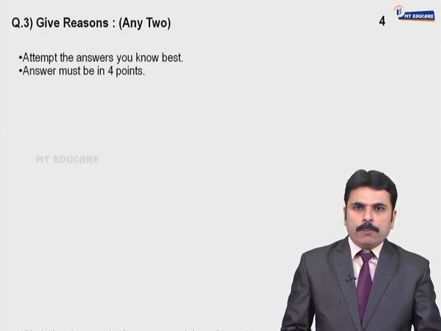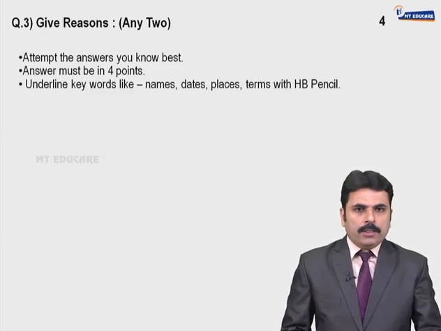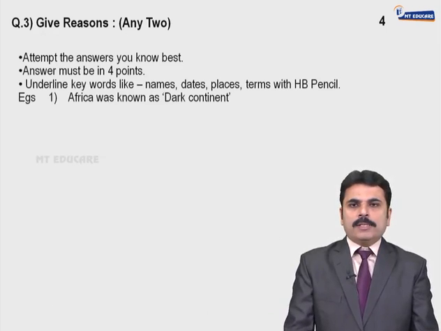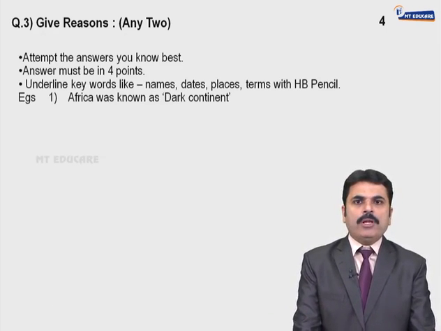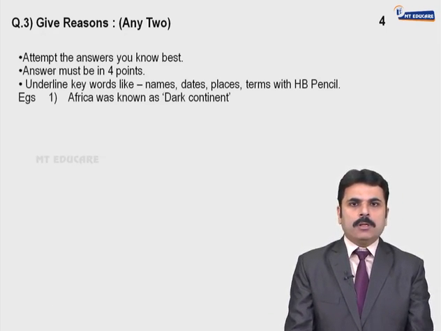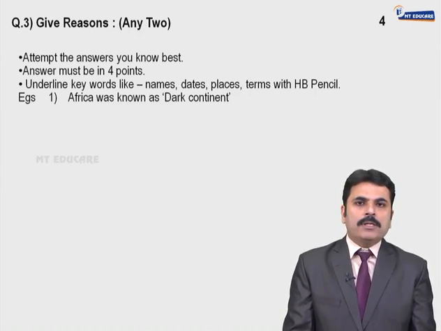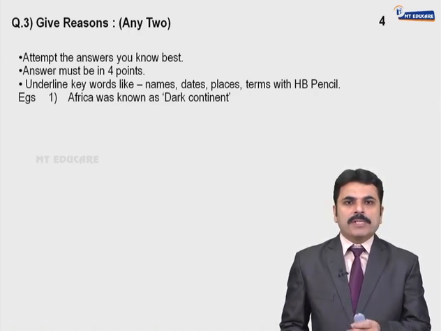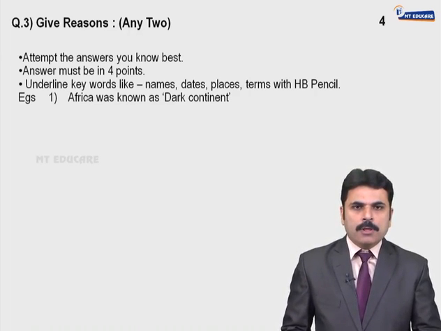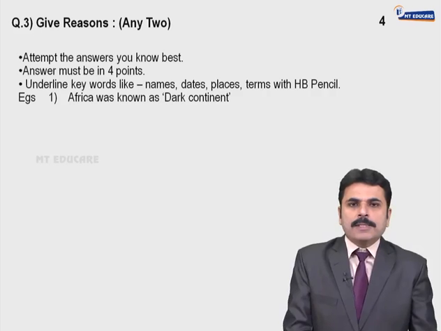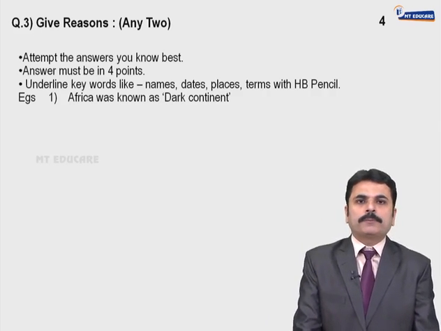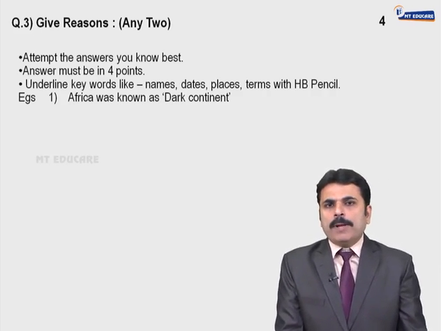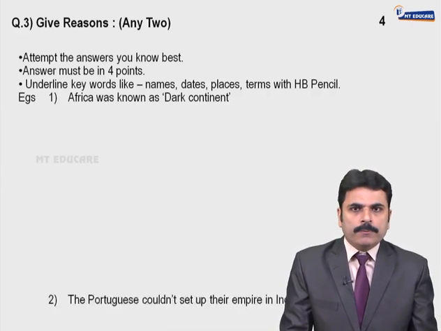Answers must be in 4 points. Underline the keywords. Let us take a few examples. Africa was known as the dark continent. You have a place and you have the description of that place. Similarly, questions can be based on personalities and their descriptions. For example, Sun Yat-sen was called the father of China, or Kemal Pasha was called Ataturk.